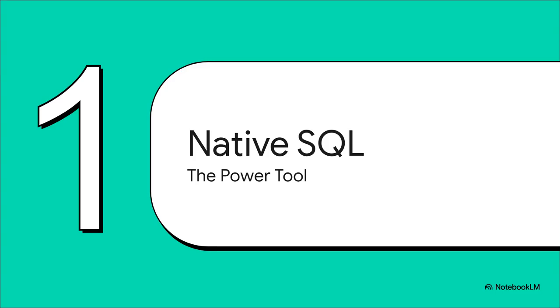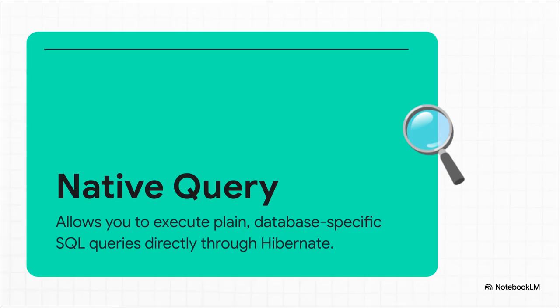First up, let's talk about the heavy-duty option in our toolbox, native SQL. You can think of this as your power tool. The one you bring out when you need maximum force and absolute precision for a special job. So what is it exactly? Well, a native query is pretty much what it sounds like. It lets you write raw, plain old SQL. We're talking the exact same language you'd use if you were talking directly to your MySQL or your Postgres or whatever database you're on. There's no translation layer. Hibernate just takes your query and passes it straight through.